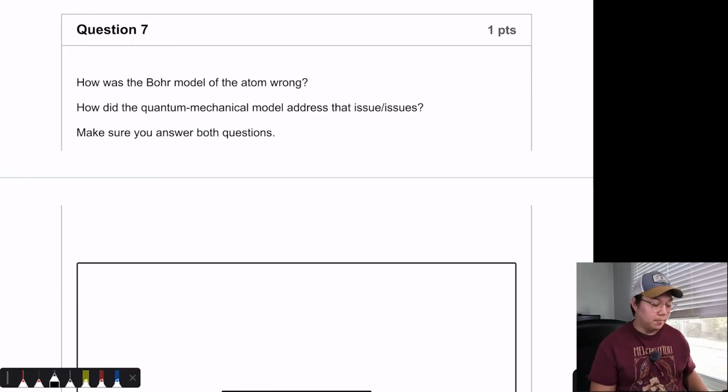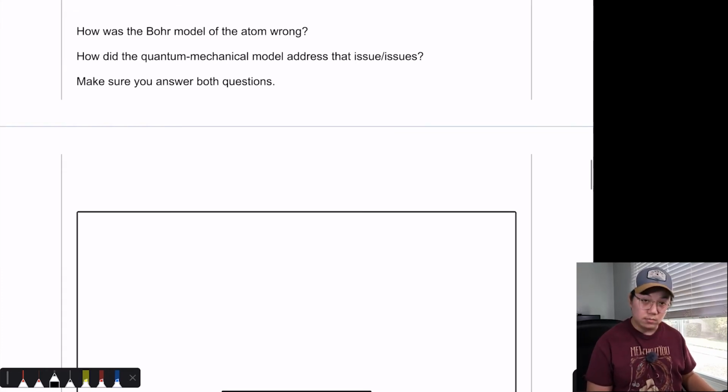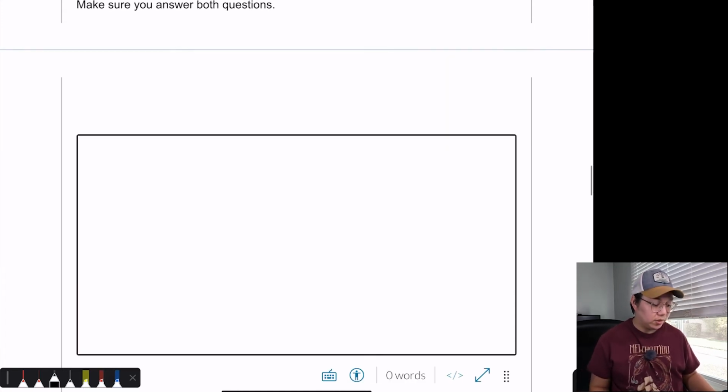Question 7. Yeah, so I wanted to make you write here a little bit. Because I think, especially for these quiz questions, the stakes are relatively low, and you can go and look it up in the book. I don't think there was even a time limit on this quiz. But how was the Bohr model of the atom wrong? How did the quantum mechanical model address that issue or issues? And then make sure you answer both questions.